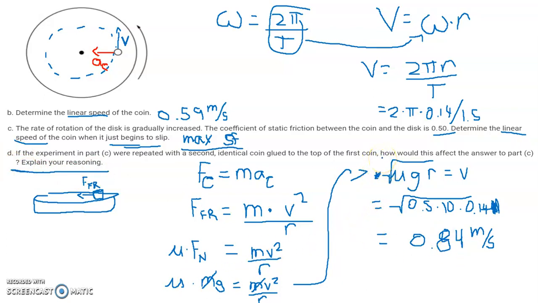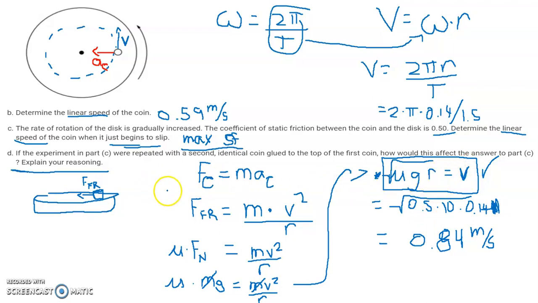We can see that the velocity at which it slips depends on these three things: gravity, the mu, the coefficient of static friction, and the radius. It does not depend on the mass. And so if we double the mass, it should have no effect on the velocity when the coin begins to slip. And that is proved by our equation right here that we found earlier. Since mass canceled out, mass has no effect on the velocity at which the coin begins to slip.